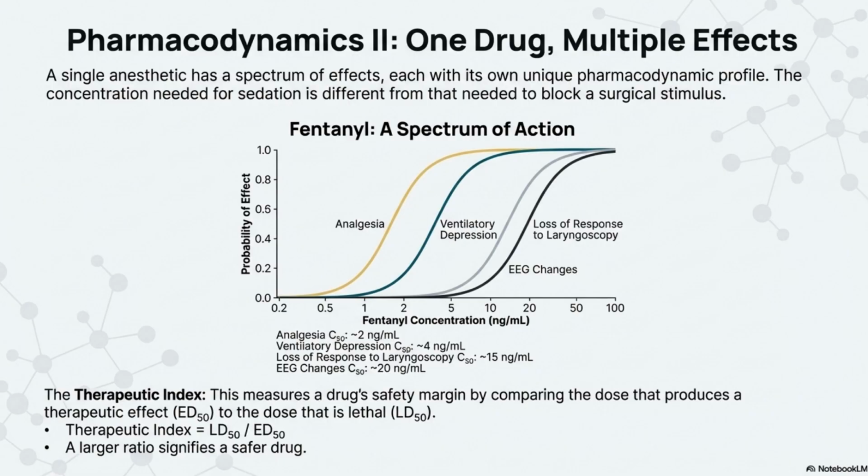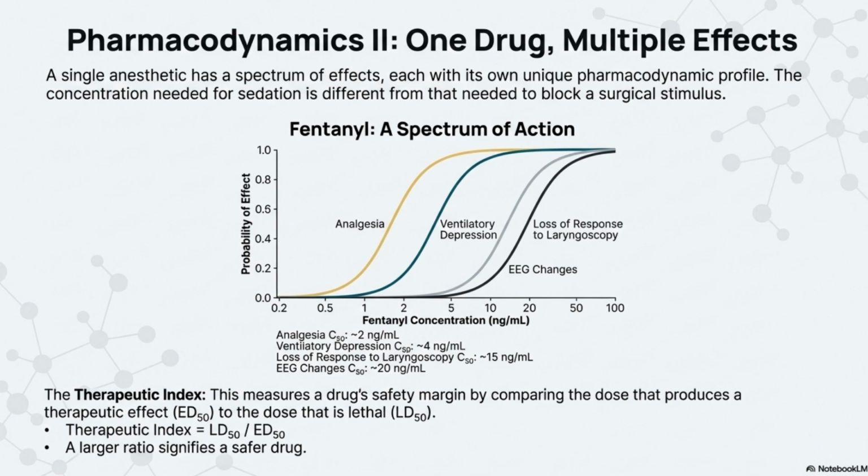So you achieve your target analgesia at 2, but you are just a tiny concentration increase away from a severe side effect, respiratory depression, at 4. That proximity is the safety margin. Or lack thereof. The narrowness of that gap between the therapeutic effect and the toxic effect is everything.